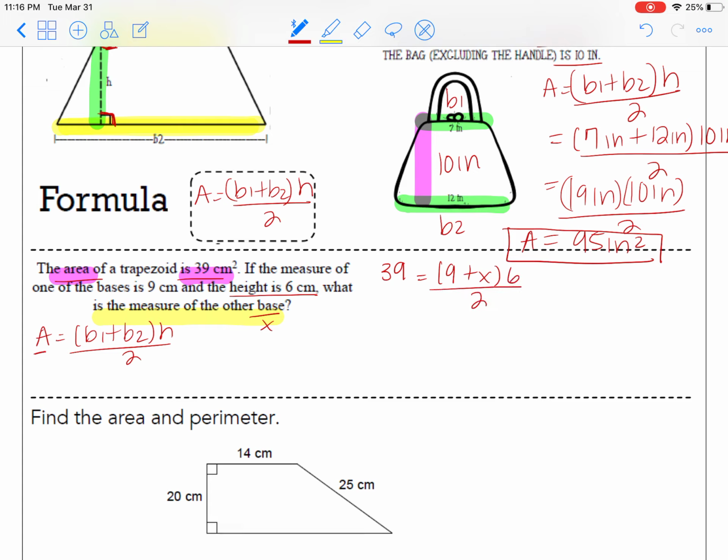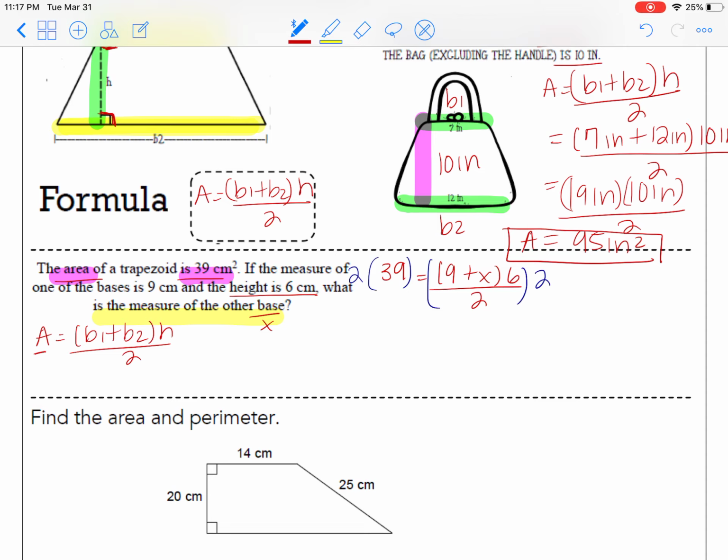In order for us to solve for X successfully and be able to find the length of the missing base, we would have to undo all the operations that are happening right now to X. So the first operation that we need to undo is that divided by 2. You might recall that the inverse operation of dividing is multiplying by 2. And what you do to one side, you must do it to the other.